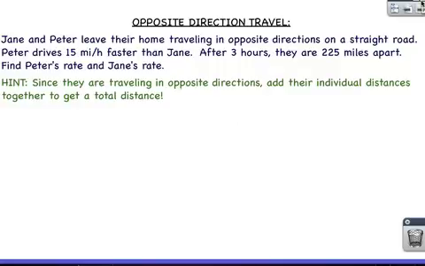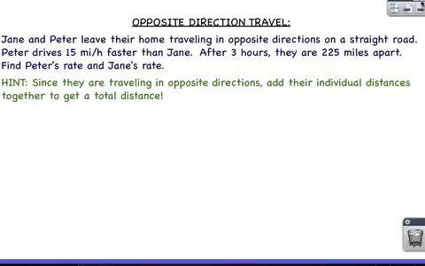Now we're going to talk about opposite direction travel. Jane and Peter leave their home traveling in opposite directions on a straight road. Peter drives 15 miles per hour faster than Jane. After 3 hours, they are 225 miles apart. Find Peter's rate and Jane's rate. Hint: Since they are traveling in opposite directions, add their individual distances together to get a total distance.